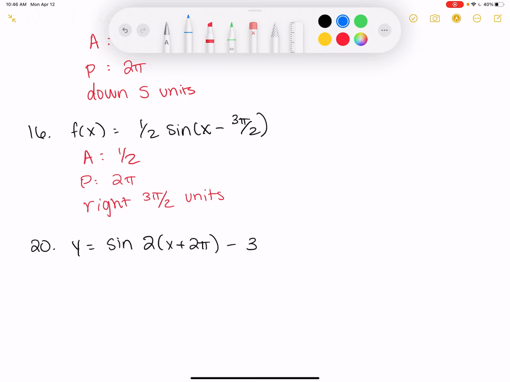Wait, so if it's negative, you go right? Inside, yes. Inside is opposite, outside is same. Is there anything outside the parentheses on the right? Yes, minus 3.